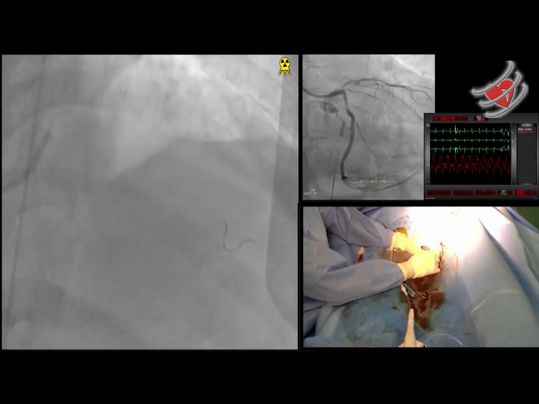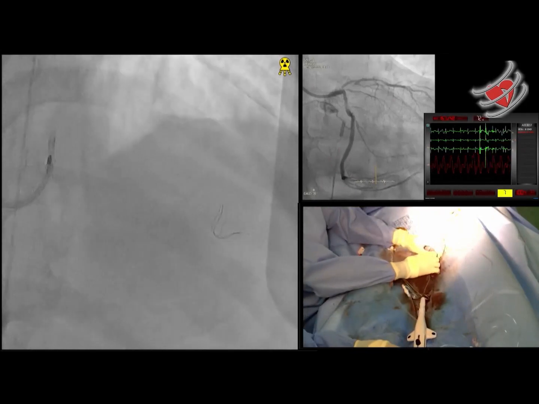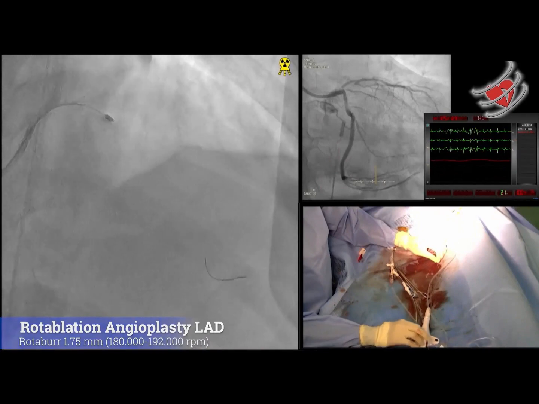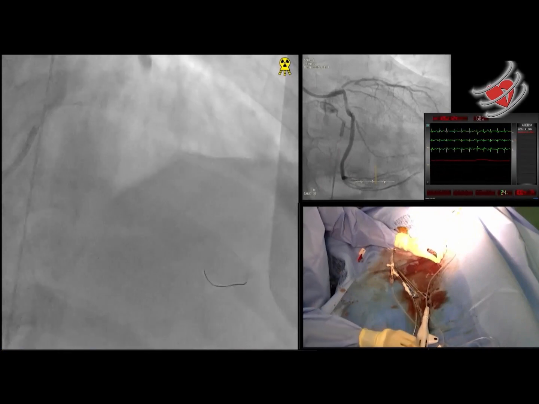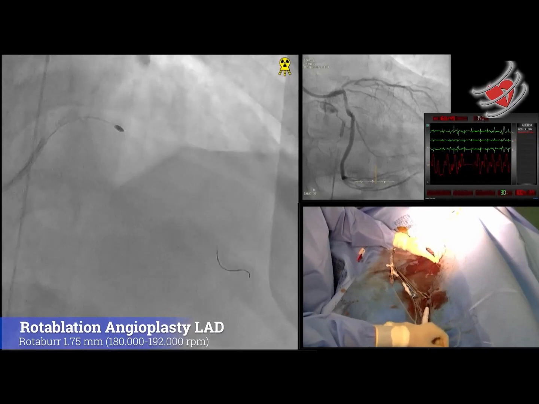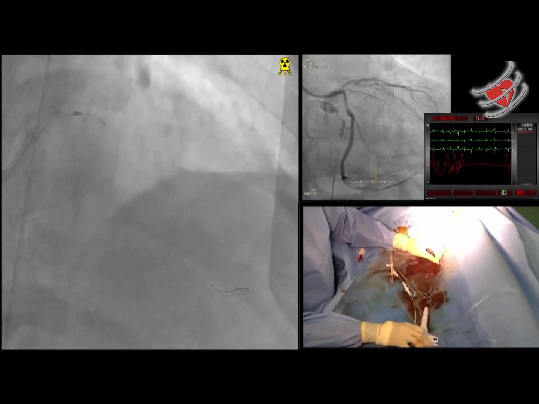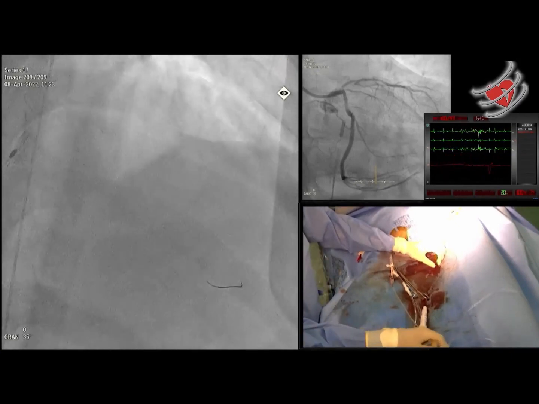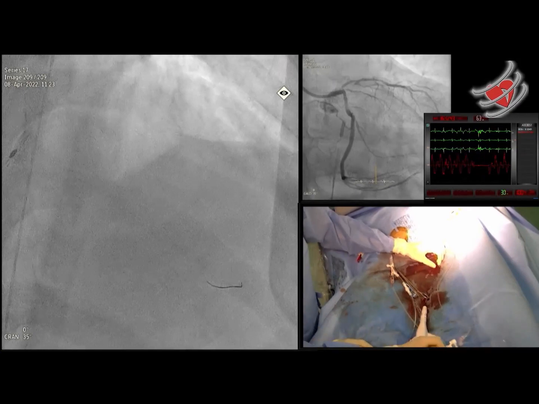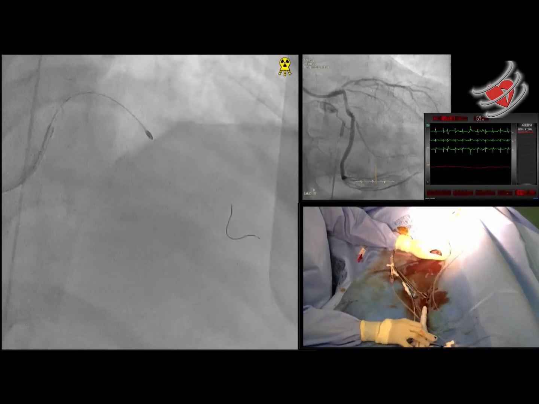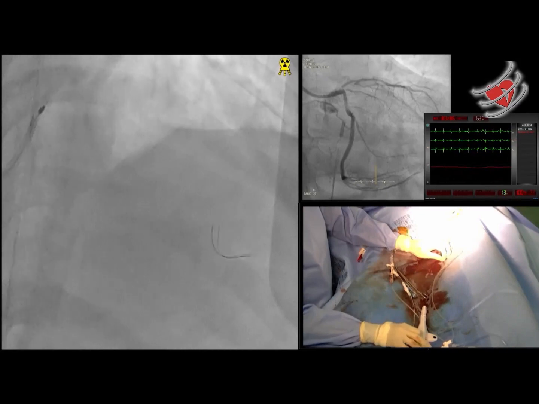As you can see, the rotablation unit can be put at the leg part of the patient, since we use the femoral access. And we use a 1.75 millimeter burr as our default in most of our cases. Particularly in this case, we also use a 1.75 burr at 180,000 RPM. We do up to 5 rotablation runs here. There's no problem during rotablation on the LAD. As you can see, the operator seems very comfortable doing rotablation.